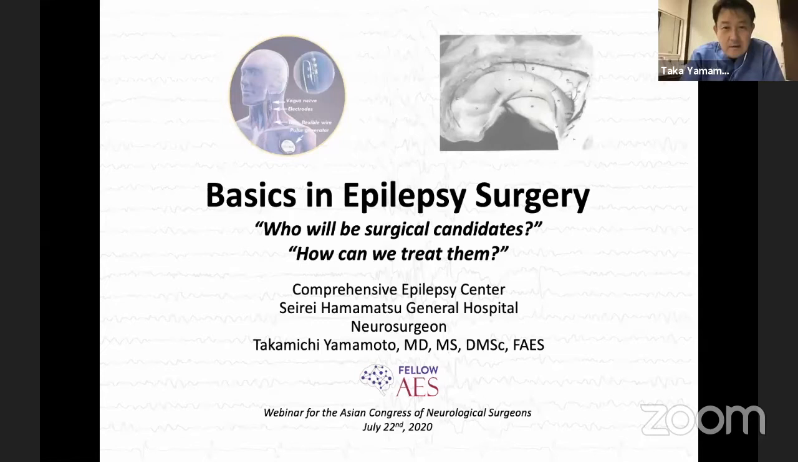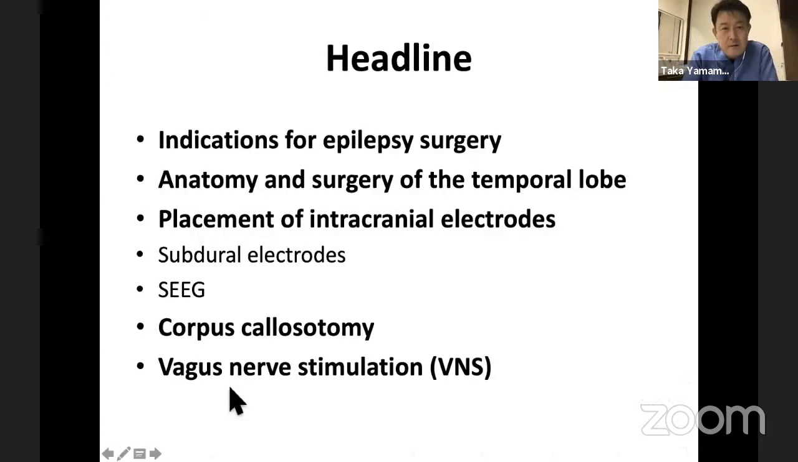I'm going to talk about basics in epilepsy surgery. So the headline is as follows. I'm going to talk about indications for epilepsy surgery and anatomy and the surgery of a temporal lobe and placement of intracranial electrodes, a corpus callosotomy, and the last one is vagus nerve stimulation.